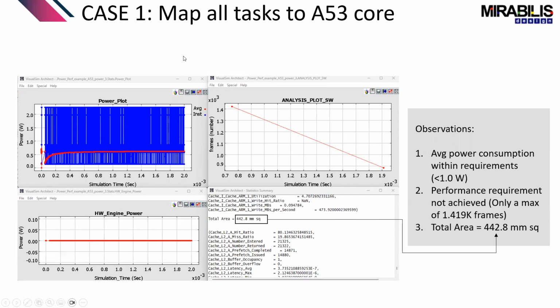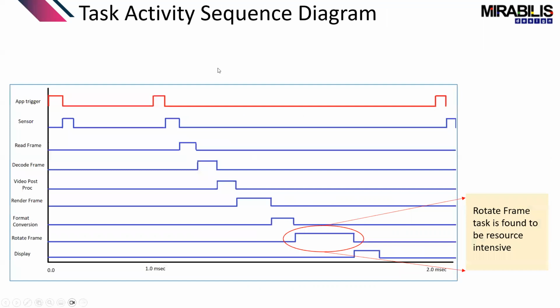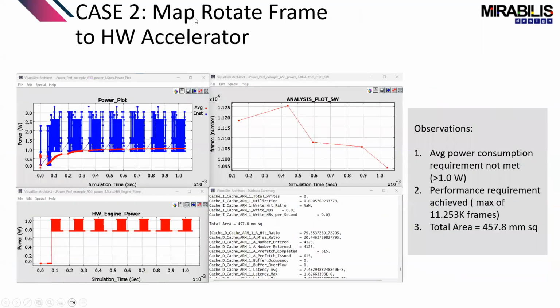Now, in order to identify why the performance is not achieved, we look at the activity sequences. From the activity graph, we could see that of all the tasks, the rotate frame task was found to be resource intensive, because too much time of the A53 core was consumed. So what we did was the rotate frame task was mapped to hardware accelerator. Only the rotate frame task was run on hardware accelerator and others were run on A53 core itself.